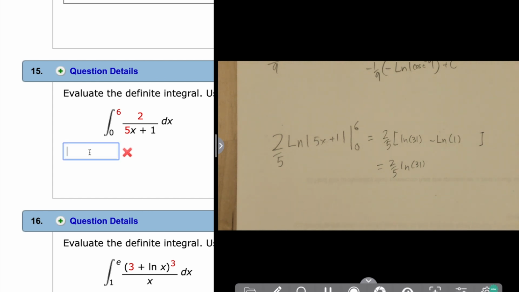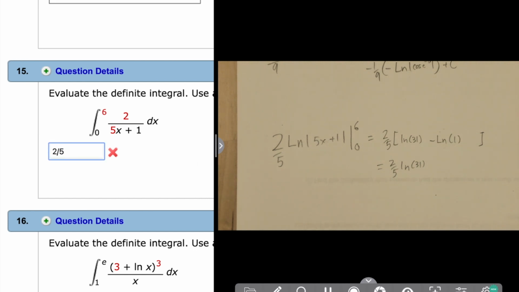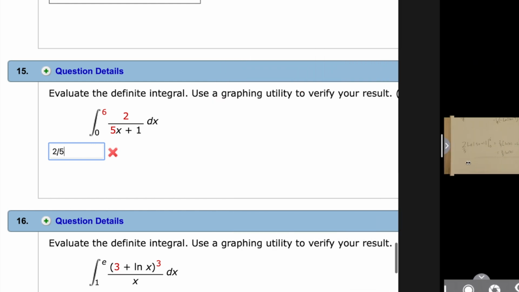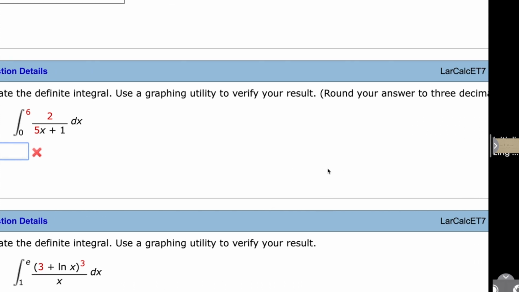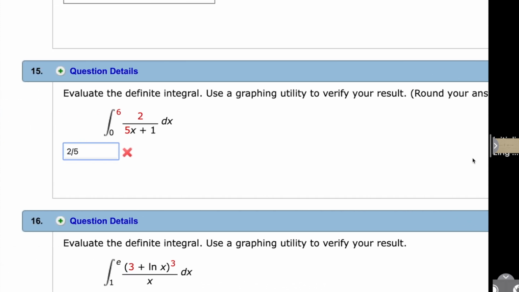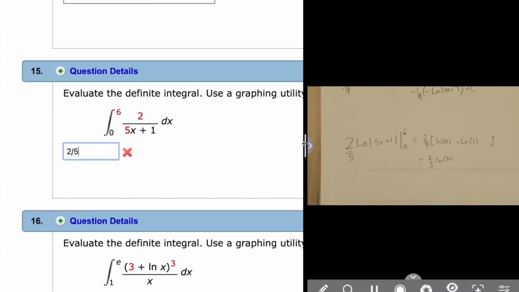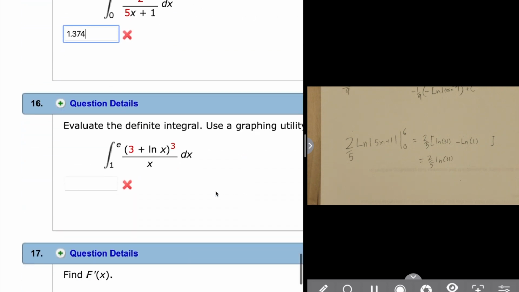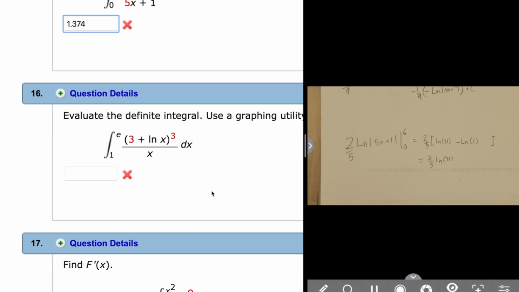All right, so 2/5, and it looks like maybe they want me to verify my result, round my answer to 3 decimal places, so let me type that in. 2/5 ln of 31 to 3 decimal places looks like 1.374. All right, and we'll keep on moving.